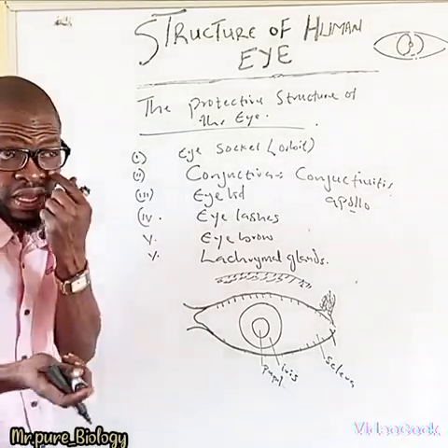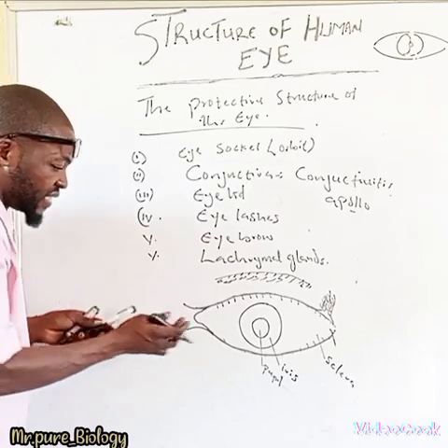Here we have the tip here. At the tip here is what we call the nictitating membrane. That's the nictitating part of it.